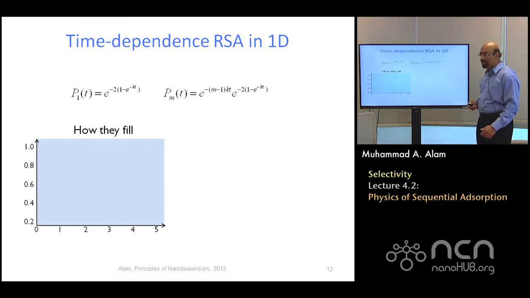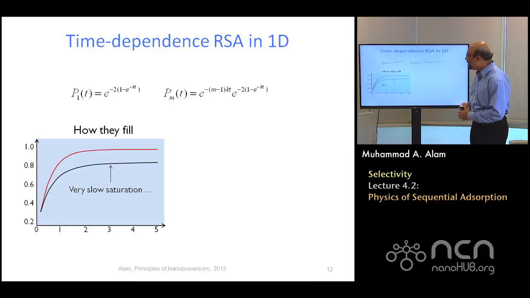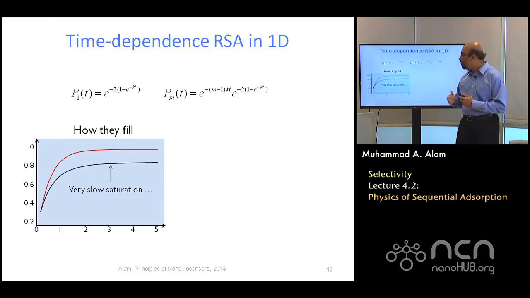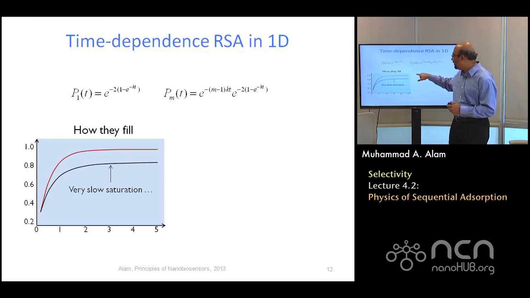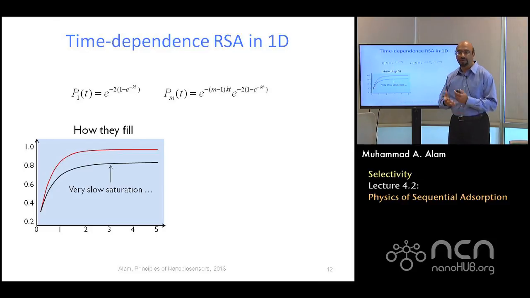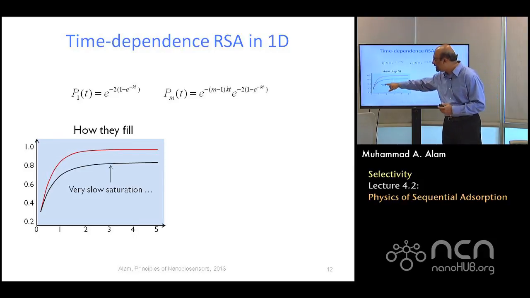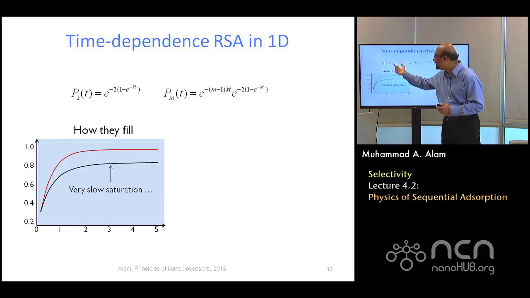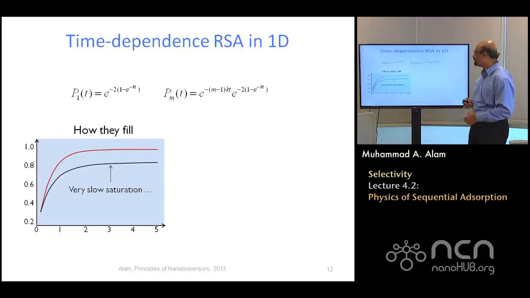So let me explain how they fill. First of all, if it were direct, if there were no space restriction, then it would fill relatively quickly and eventually saturate. But if you have this type of sequential absorption, when they are trying repeatedly to fill this space, the saturation will be very, very slow. And I'm simply calculating this probability, 1 minus this, to see how they saturate.